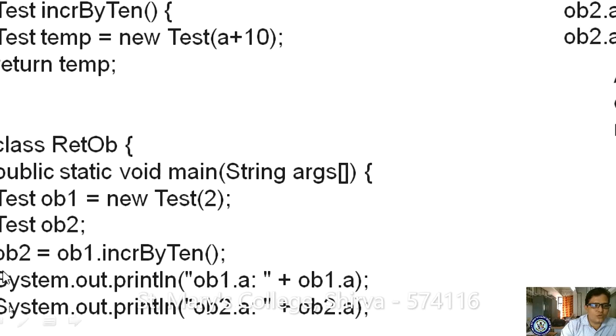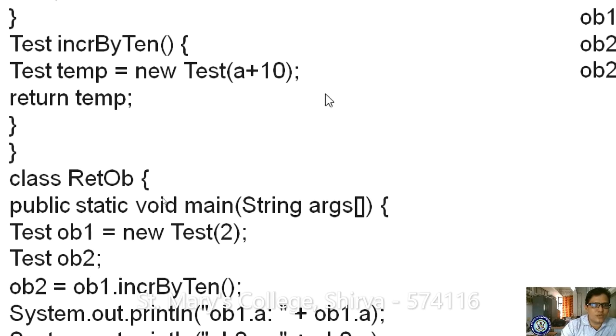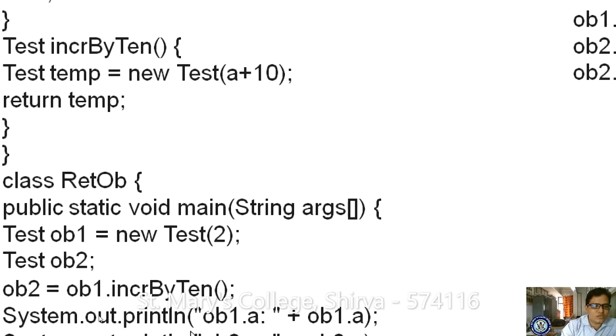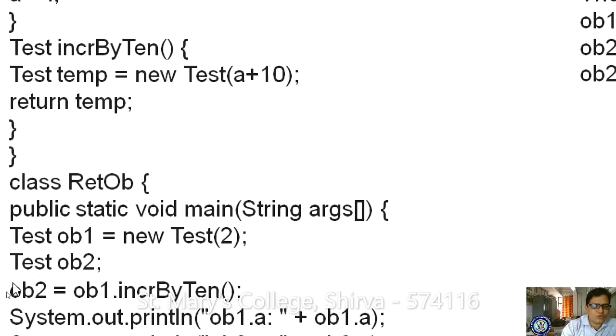For ob2, what have you assigned? ob1.incrByTen. So you are calling this method, right? Whenever you supply it, a is assigned as 2, 2 plus 10 is 12, and for this ob2 it comes as 12. Got it? Yes.